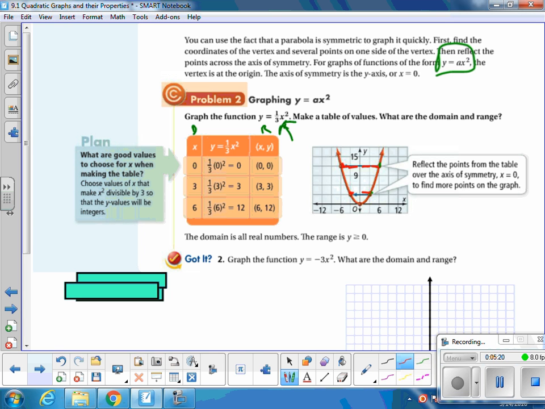The domain is going to be all real numbers because all of those work, but the range is a little bit different. The range specifically is greater than or equal to 0.